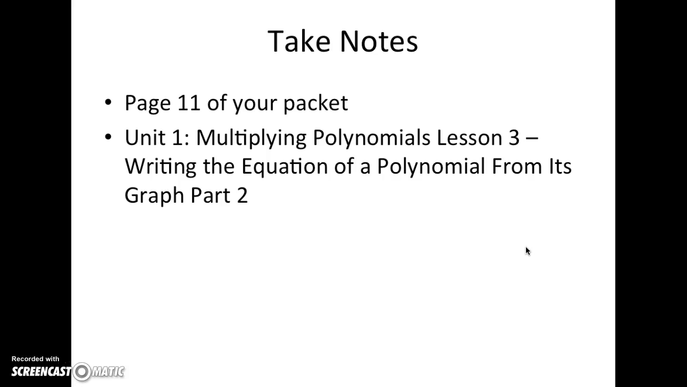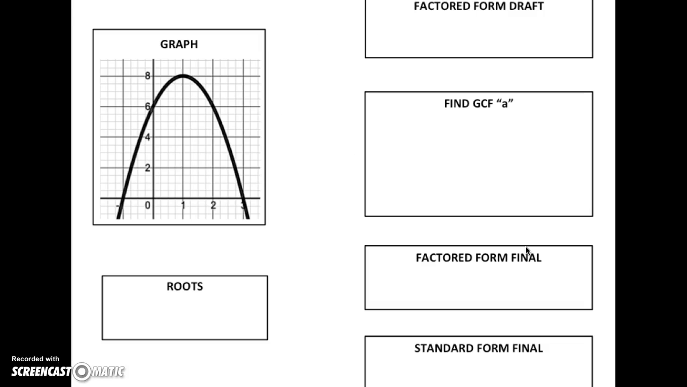So we're now going to take notes. Turn to page 11 of your packet. There is a map there that you're going to fill in. This is the Unit 1 Multiplying Polynomials Lesson 3, Part 2 packet. All right, this is the section of the page that you want to be on. I'm going to walk us through the steps for how we do it. As I display information on the screen, I want you to write that information on your paper. Pause the video as necessary.